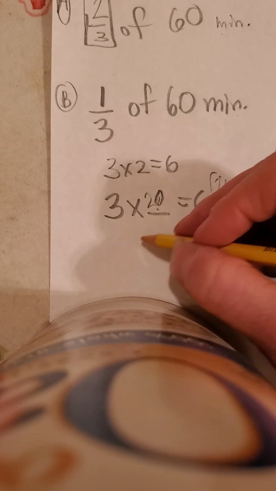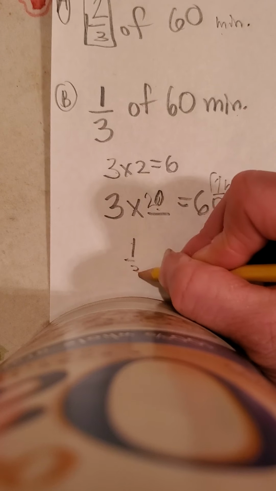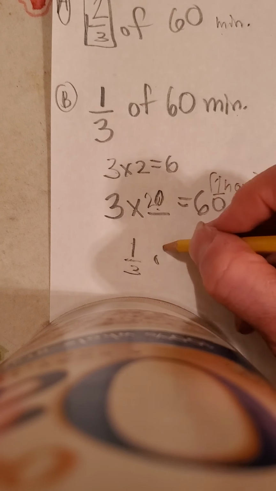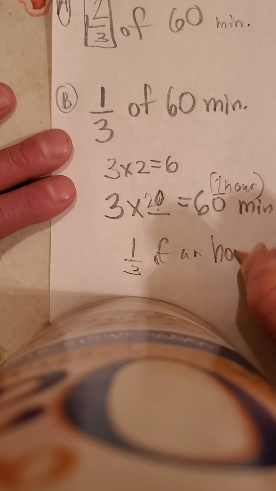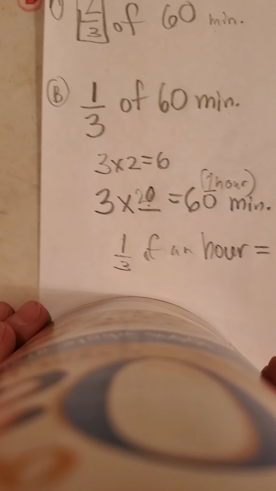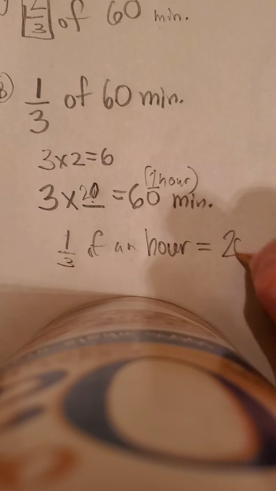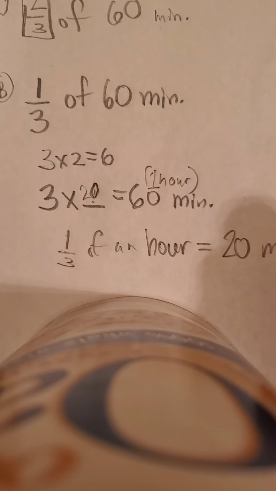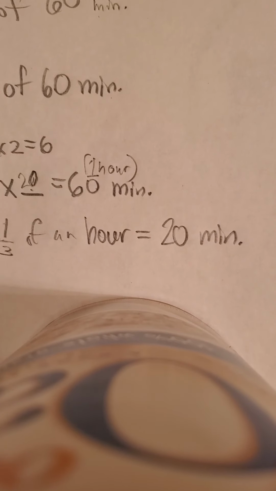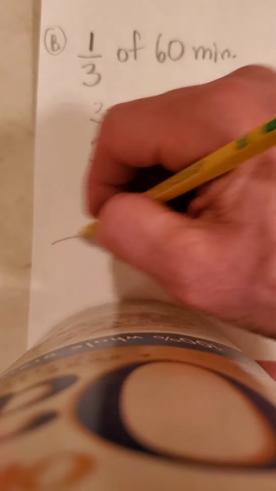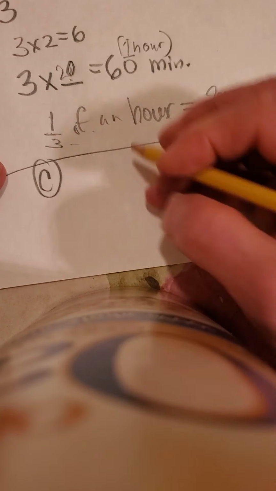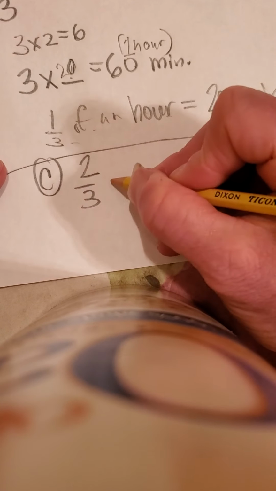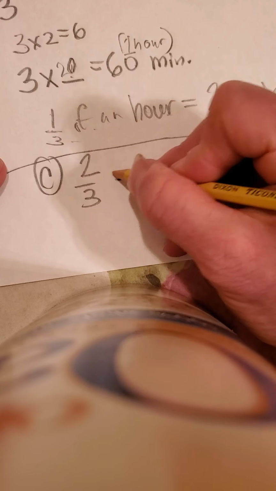Okay, so now 1/3 of an hour equals 20 minutes. Okay, so now part C is, if 1/3 of an hour is 20 minutes, what would 2/3 equal?